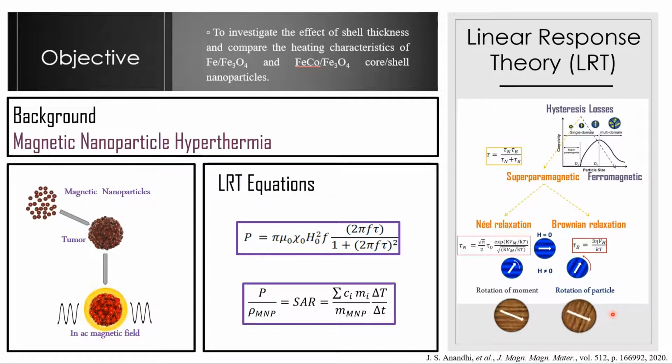The effective relaxation time tau is a combination of Néel and Brownian relaxation times tau n and tau b respectively. The power dissipation P due to the Néel and Brownian relaxation is expressed here. The power dissipation is proportional to the frequency and square of the applied field. The specific absorption rate SAR gives the magnitude of power dissipated by the magnetic nanoparticles.